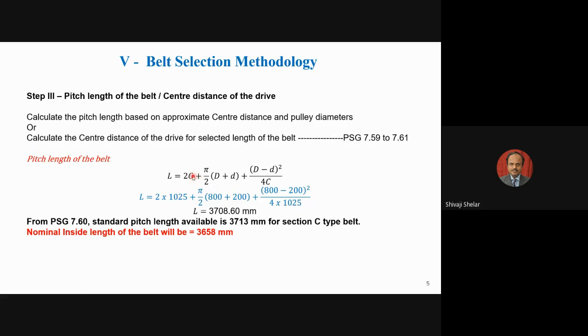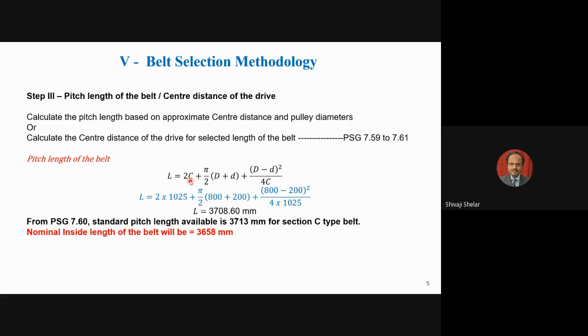In this formula, we use the center distance value, which is approximated at this moment as 1025 mm. You can take 1000 also, but the value will then be very small. So why do we take 1025 or greater, or sometimes lesser? In some cases you have to take 975 also. Here I am taking 1025, and I will explain after doing this calculation.